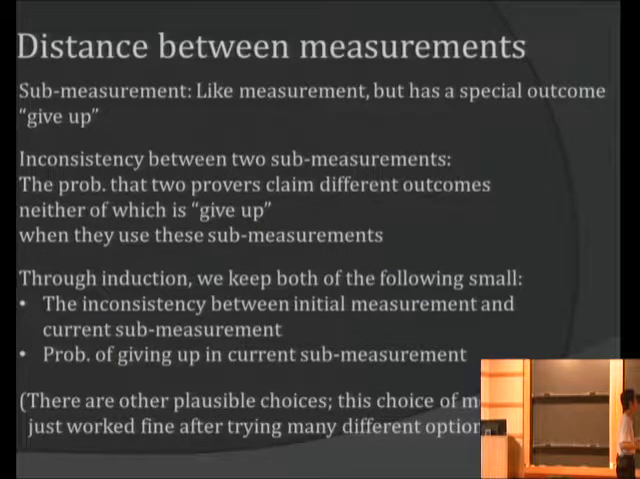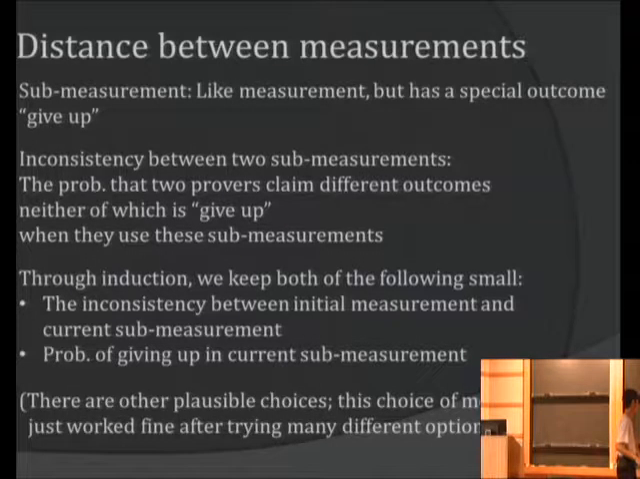So we maintain that two submeasurements don't confidently give different choices. If one of them gives up, it's fine, but we care about the probability that both of the measurements claim some outcome but they are not consistent. And through the induction, we maintain that the inconsistency is small, and also the probability of giving up is small, in different orders.